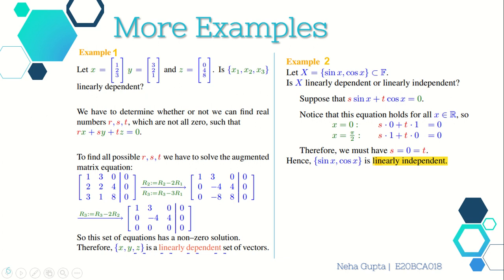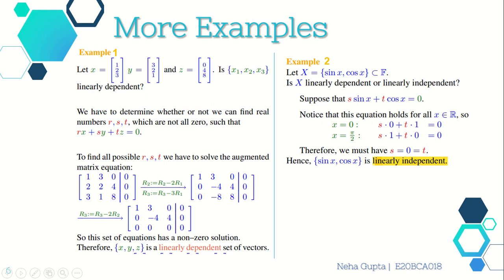Vector x is (1, 2, 3), y is (3, 2, 1) and z is (0, 4, 8). We can find whether there is a dependency, that is, whether they are linearly dependent or not. So let's take some scalars r, s and t which are not all zero. When we multiply the scalars with the vectors, rx + sy + tz is equal to 0.